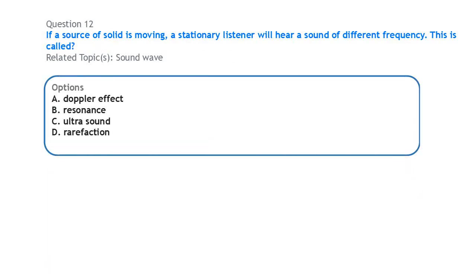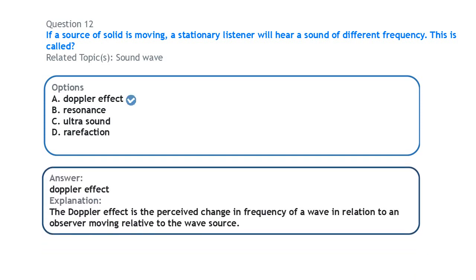Question 12. If a source of sound is moving, a stationary listener will hear a sound of different frequency. This is called the Doppler effect. The Doppler effect is the perceived change in the frequency of a wave in relation to an observer that is moving relative to a wave source, or a stationary observer relative to a moving wave source. That is called Doppler.